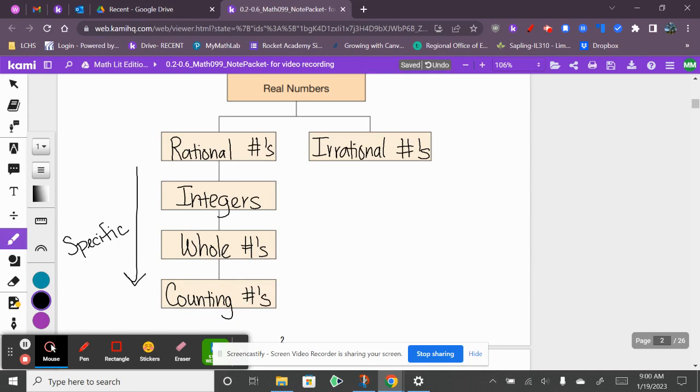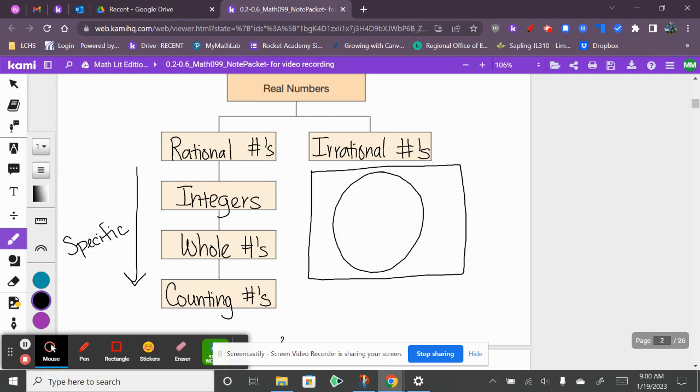Another way that you can think of this is with kind of a circle chart. We've got our real numbers in our overall circle chart. They can either be irrational or they can be rational.